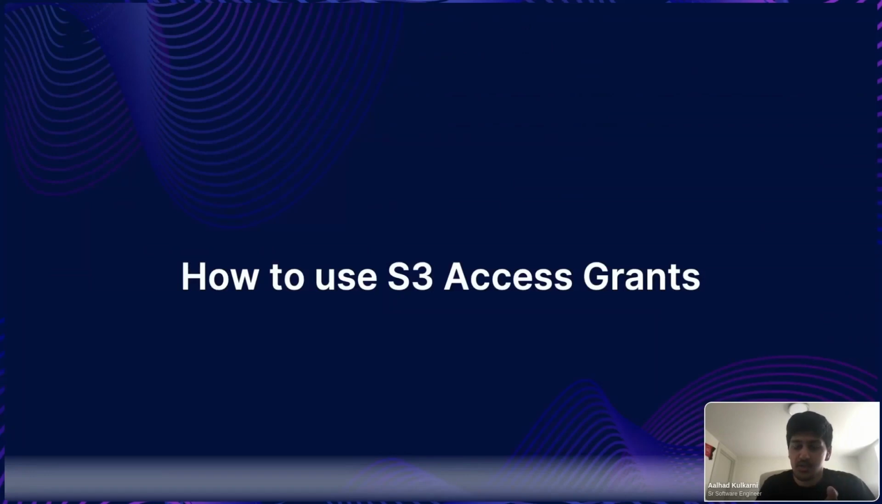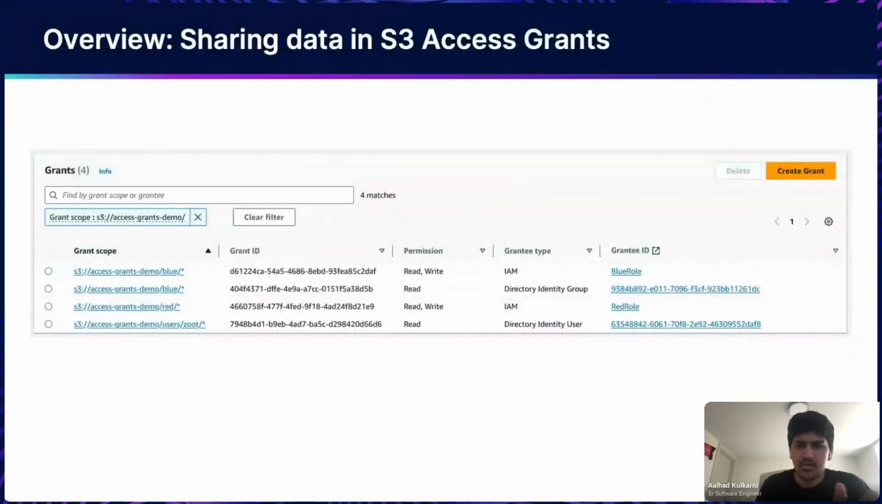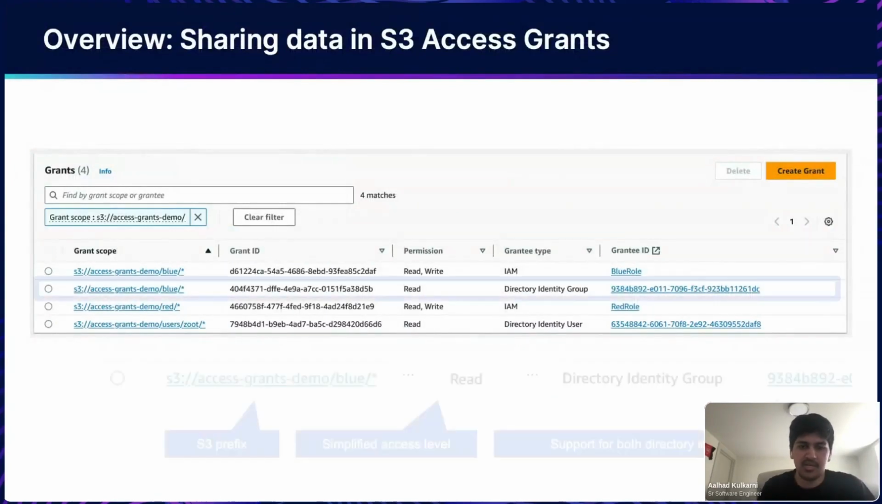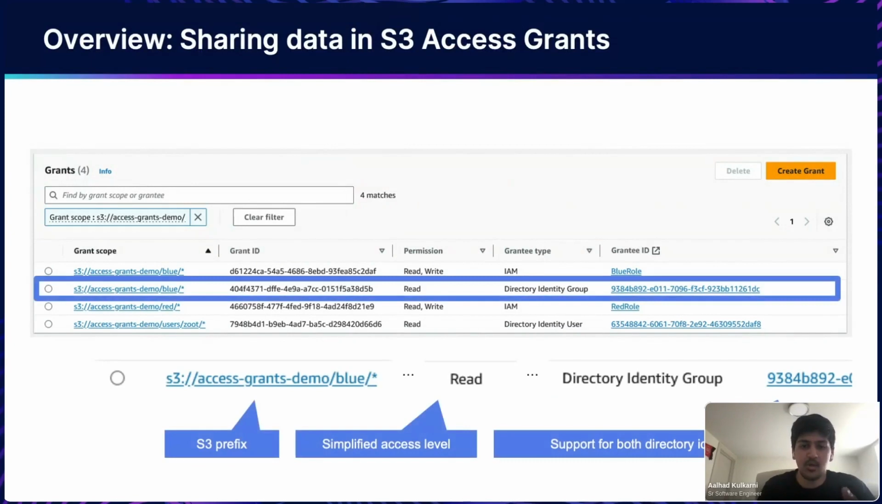But let's go into a quick detail about how to use S3 Access Grants. So I'm showing a console view. It's pretty straightforward. The first part is you have a bunch of grants here, showing who has access to what. There's a bunch of S3 prefixes. You have a simplified access level, which is read, write, or read-write. And if you notice the grantee, we support two types of grantees. We support IAM, of course, as we are IAM. And then we also support directory identities, which are your end user identities in your Active Directory.